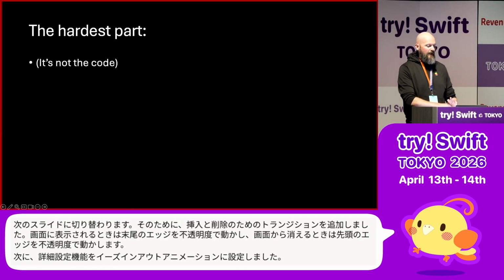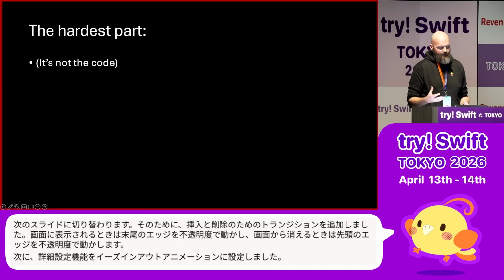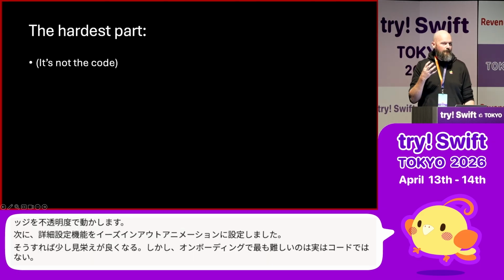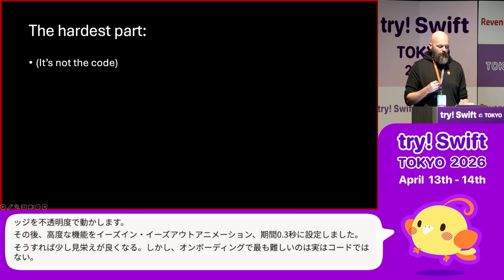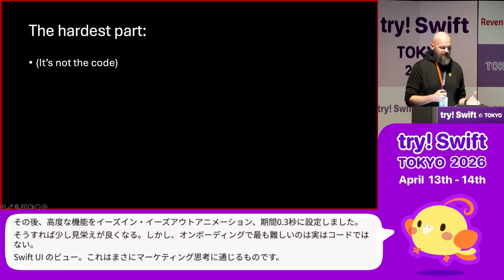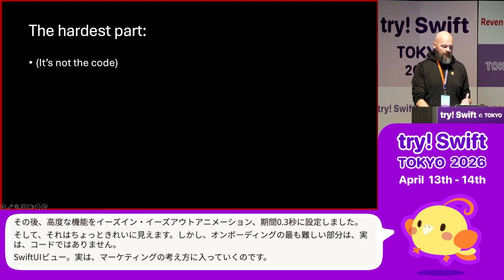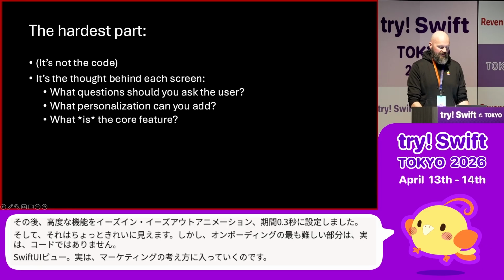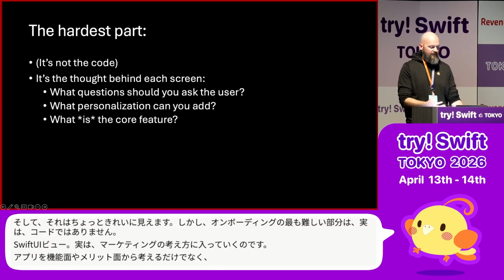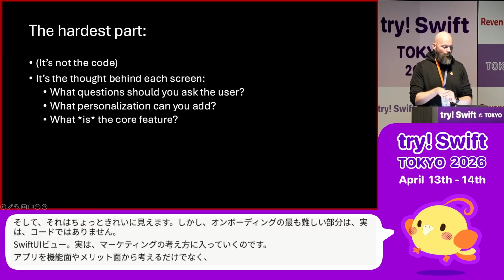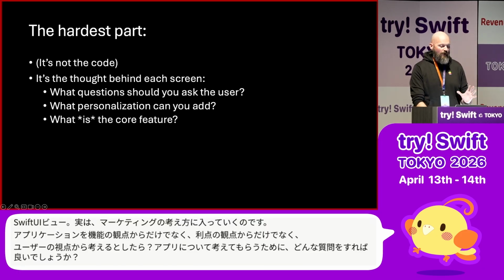But the hardest part of onboarding isn't actually the code. It's just a SwiftUI view. It's actually getting into the marketing mindset to not only think about your app from a features perspective or a benefits perspective, but also from a user's perspective. What questions can you ask them to get them thinking about your app? What personalization can you add? And what is the core functionality?